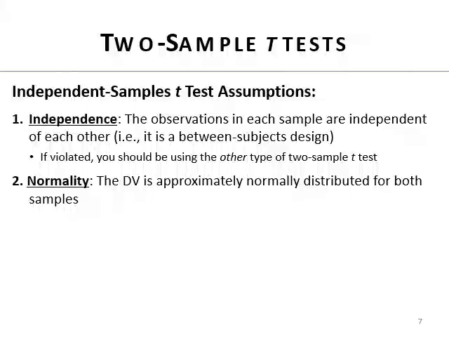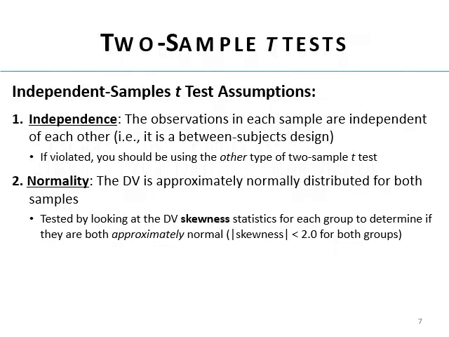So the second assumption is normality. We've seen this before. It's that the DV is normally distributed, approximately normally distributed for both samples. So the way you test it is you look at the skewness statistic for each of the groups, like we did, what was it, the first week of class, second week of class. It doesn't have to be perfectly normal, just approximately normal. So you want skewness to be less than 2 for both groups.